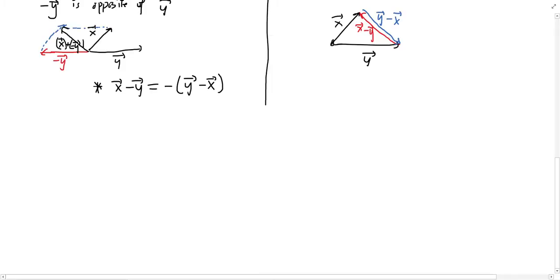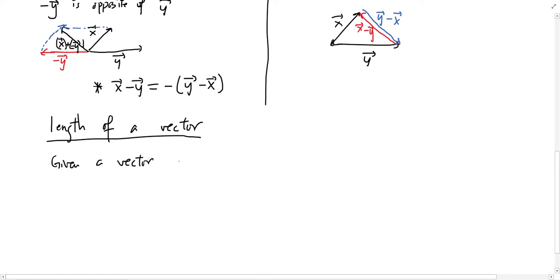To find length, you actually know how to do that already, because you learned the Pythagorean theorem already. But the problem is that the Pythagorean theorem only allows you to calculate the length of vectors in R2. What we're going to talk about is a generic formula to calculate the length of a vector in any dimension. So let's say we're given a vector in Rn, and let's call this vector x. So vector x is equal to x1, x2, dot dot dot, to xn.